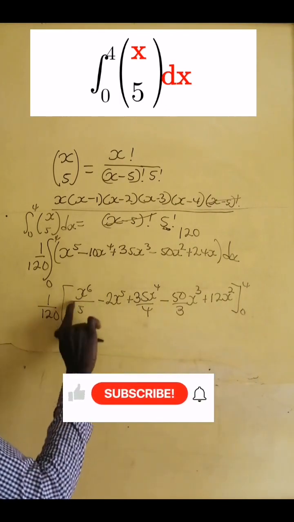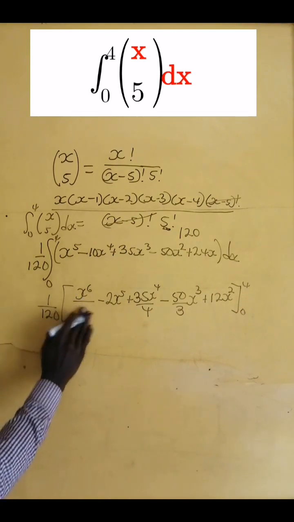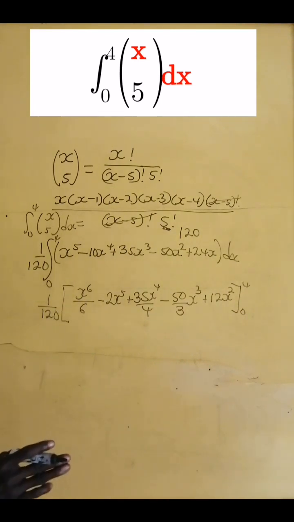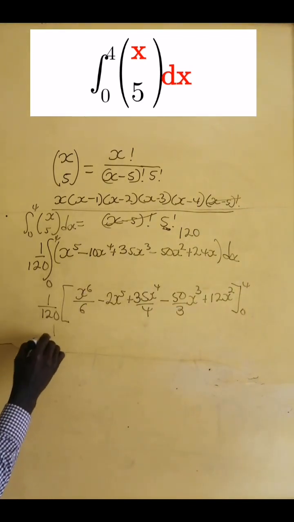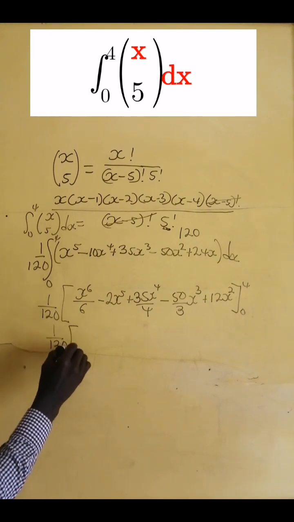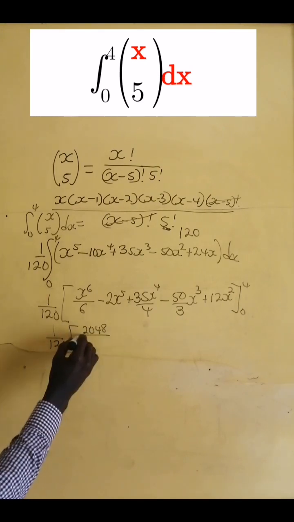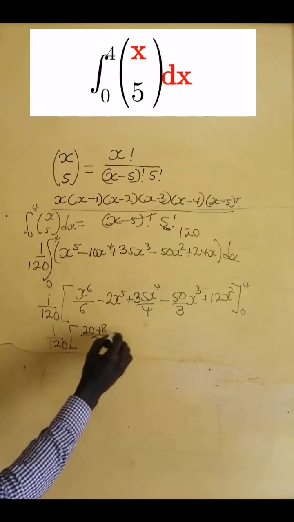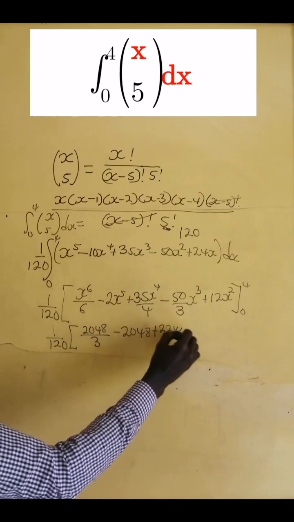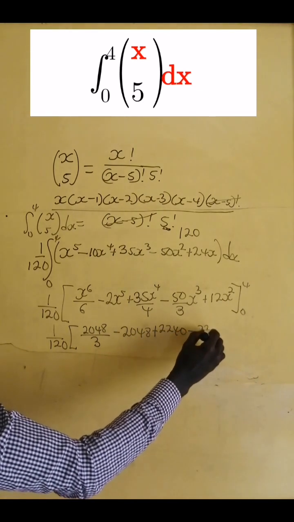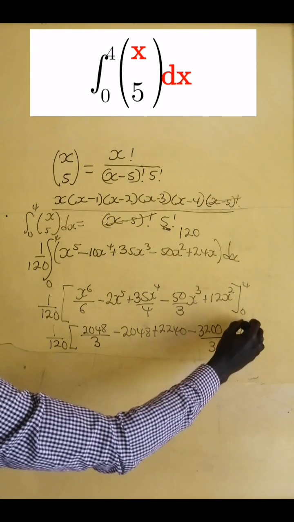If we put in 0, everything here will be 0. And we are going to put in 4. So let's see. If we put in this 4, we are going to get this. You can use your calculator to cross-check to see if what you've done is correct. So replacing x by 4 gives 2048 divided by 3 minus 2048 plus 2240 minus 3200 divided by 3 plus 192.